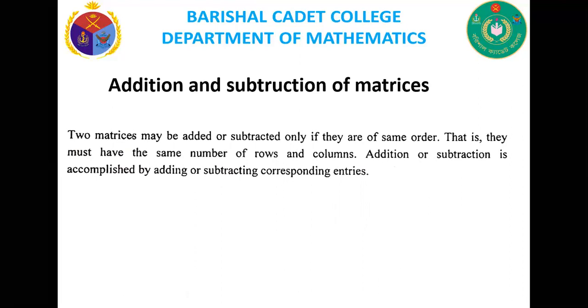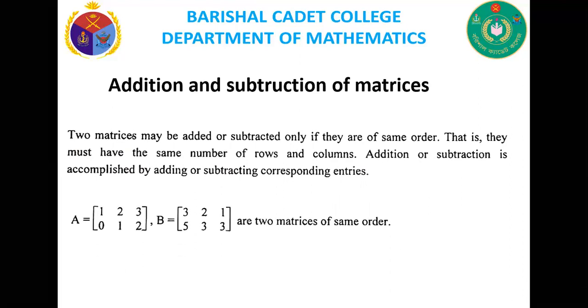We want to see it again. Suppose A equals 1, 2, 3, 0, 1, 2, and B equals 3, 2, 1, 5, 3, 3 are two matrices of the same order. Because easily you can see that A is a matrix of 2 by 3 and B is a matrix of 2 by 3 order.